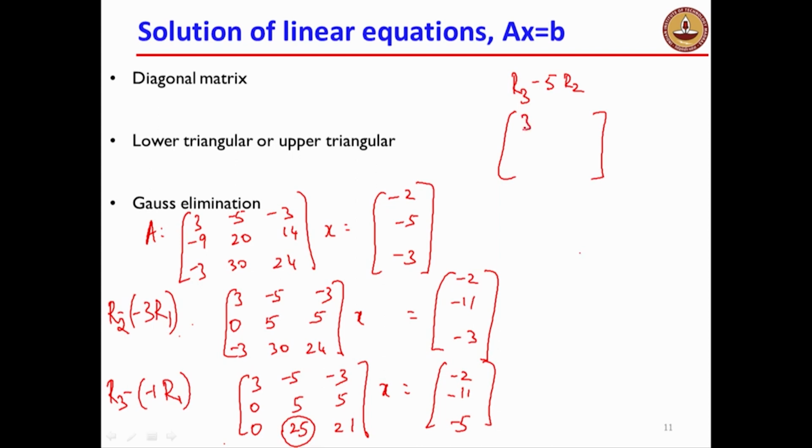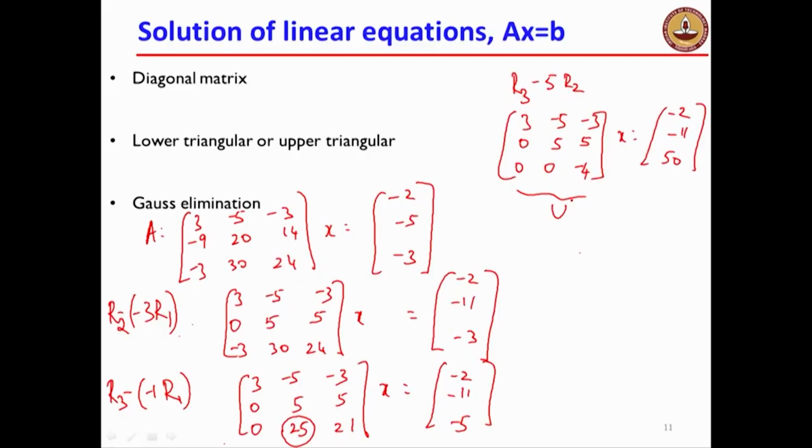So I get 3, minus 5, minus 3, 0, nothing happens to the second row, 0, 0 and minus 4. This is minus 2, minus 11 and 50. Lo and behold, we have got our upper triangular matrix over here. So let me call this U, and this is easy to solve, as I said, right? Because you know minus 4 x3 is equal to 50. So x3 is equal to, in this case, minus 12.5.